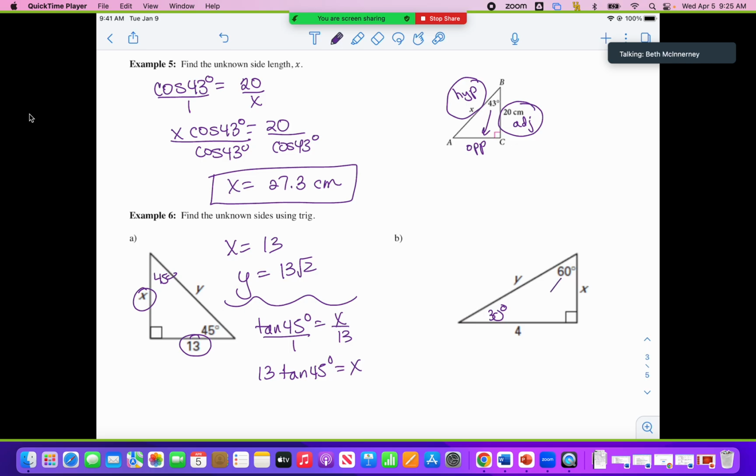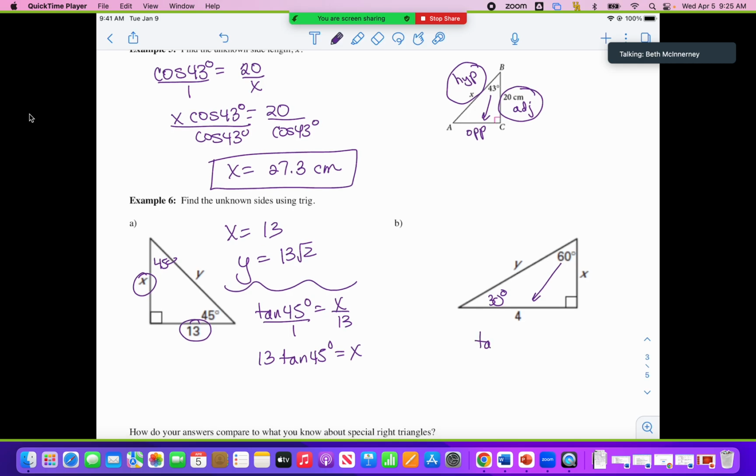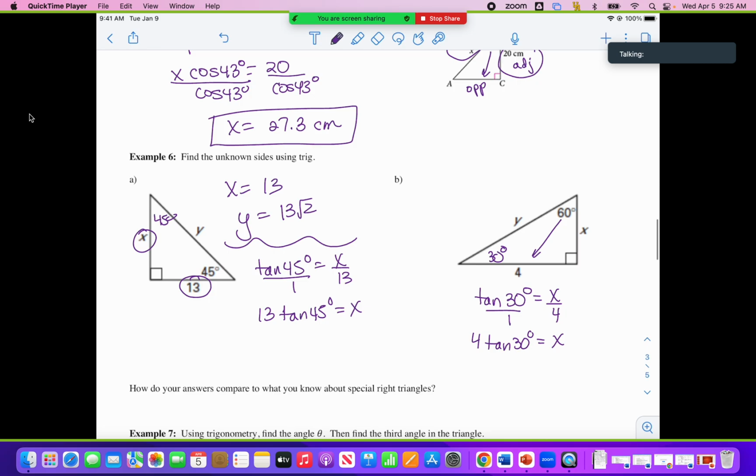All right, so across from the 60, let's go ahead and just practice the SOHCAHTOA. This is tangent 30 is X over 4. Make it a proportion and cross multiply. So I'm getting X is 2.3. Then to get the Y value, that would be cosine. Well, I'm going to do cosine 30 is 4 over Y.